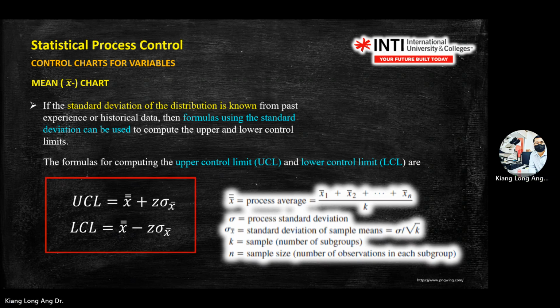However, the calculation for the standard deviation is a bit different. You take sigma, the standard deviation, divided by the square root of your sample size. Okay, there is a different equation for the mean chart.